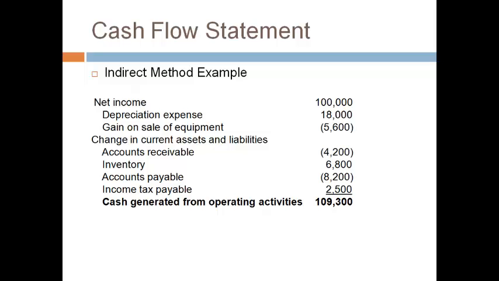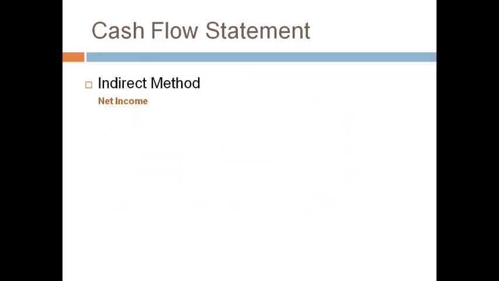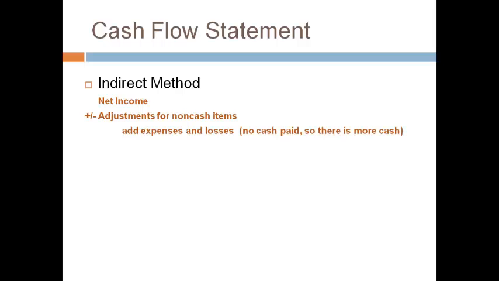The positive or negative number means the amount of cash is higher or lower than the revenue or expense included in net income. The indirect method begins with net income and is adjusted for items included in net income that did not change cash. Non-cash expenses and losses are added to net income because they were not paid and therefore there is more cash. Non-cash revenues and gains are subtracted from net income because no cash was received and therefore there is less cash.